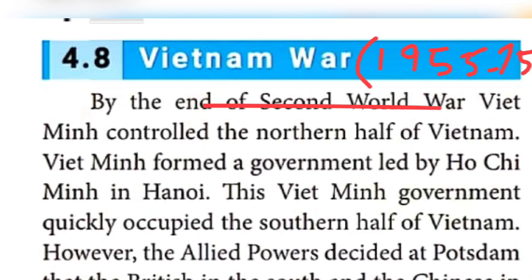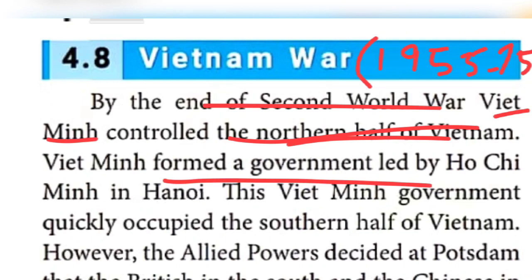Here what is given is that after the completion of the Second World War, Viet Minh, that's the name of the organization, otherwise a party, controlled the northern half of Vietnam. It formed a government led by Ho Chi Minh, in Hanoi.